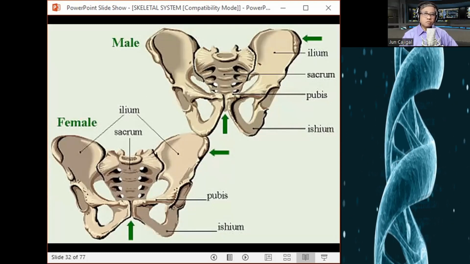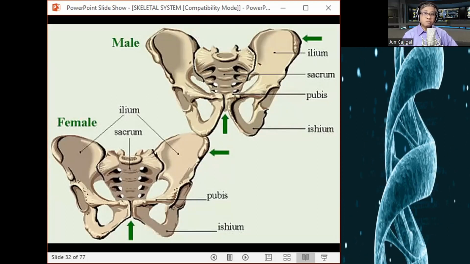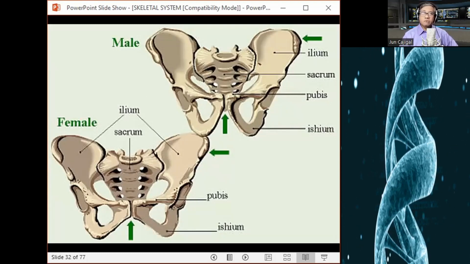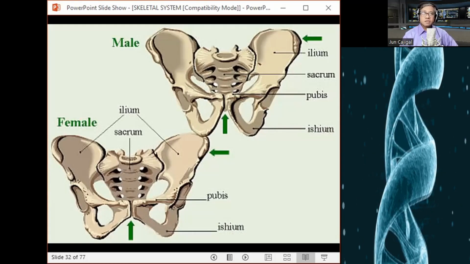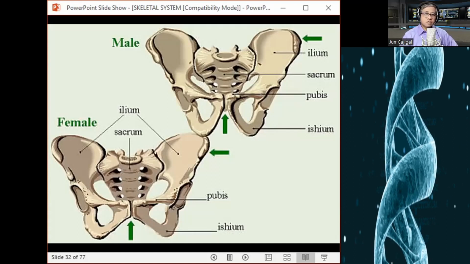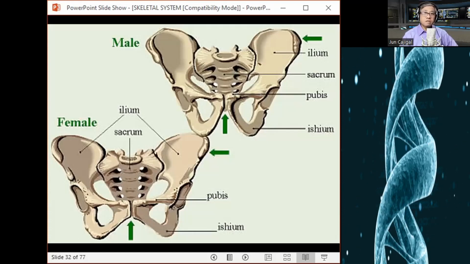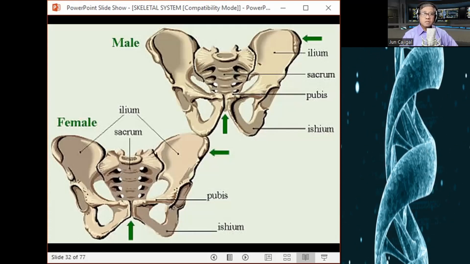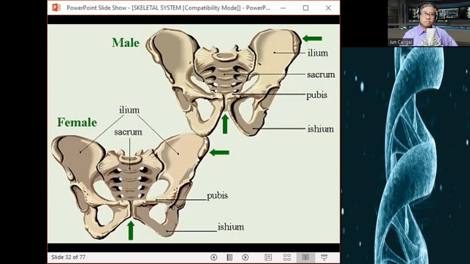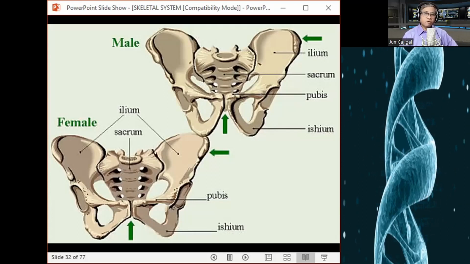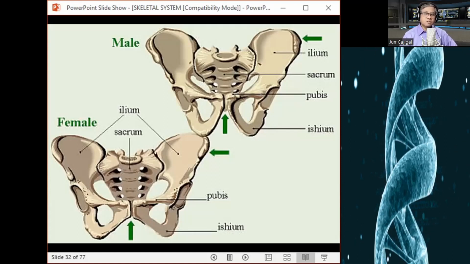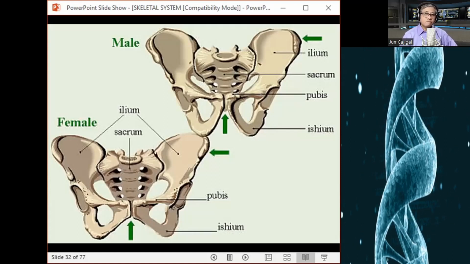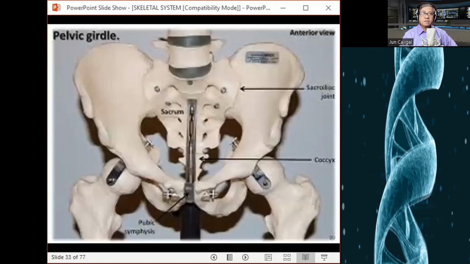We have the largest bone of the pelvis, or the ilium. Then this is followed by the ischium, then the pubis. So those are the bones that make up the pelvis or the pelvic girdle. So you have the ilium, ischium, and pubis. And from the illustration, you can easily identify whether the skeleton belongs to a female or a male.